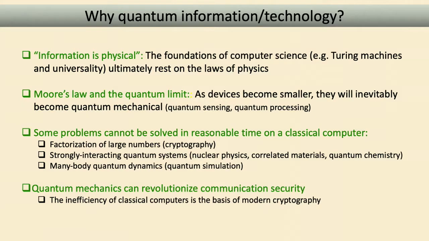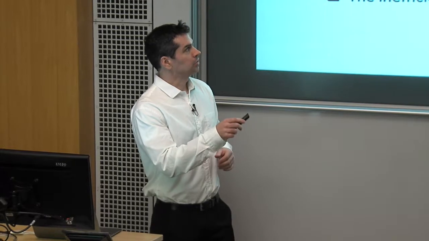Another one has a more technological flavor to it, this idea of Moore's law and the fact that it's gradually coming to an end. If you want to build ever smaller devices, eventually quantum mechanics takes over. It, after all, rules the behavior of physical systems on really small scales. And it's really inevitable that you have to deal with quantum mechanics if you want to keep scaling things down further and further.